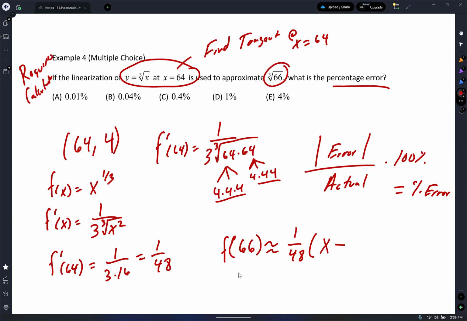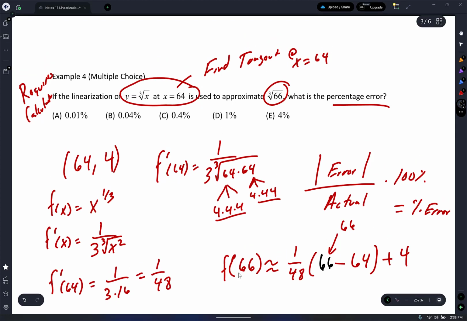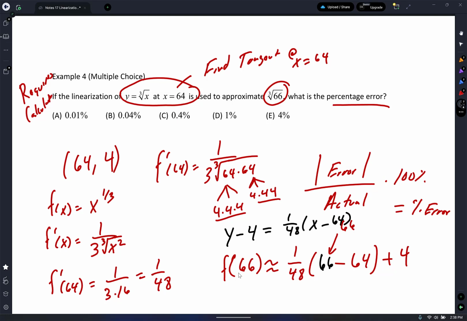x minus 64. Close it. I need to put a 66 in here. So 66. And then on the outside, plus 4. Are you guys okay with that, or did I lose you guys? In case I lost you, it's my tangent line: y minus 4 equals 1 over 48, x minus 64. And all I did was move the 4 and plug in a 66, and that gave me my answer.